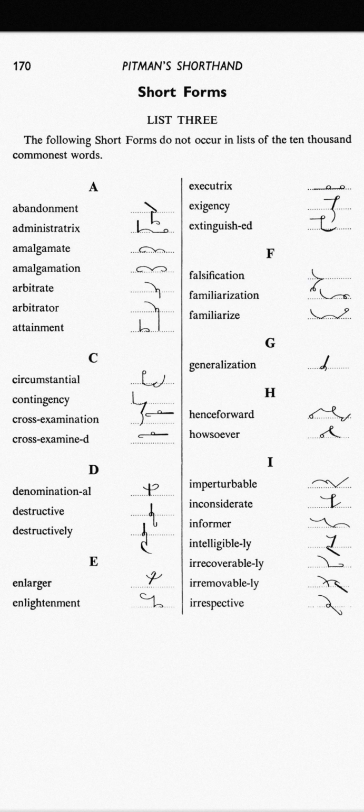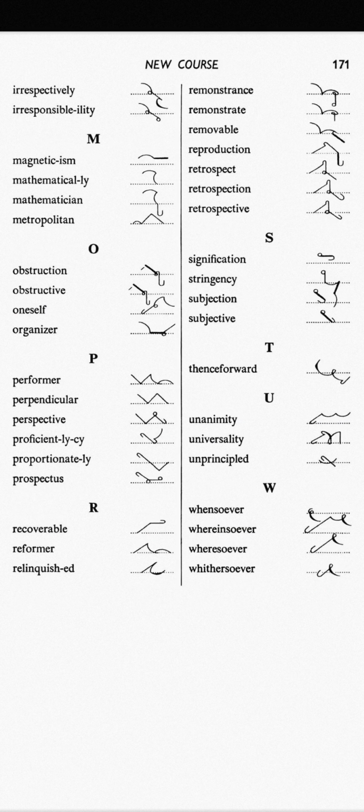Irrecoverable, irrecoverably, downward R on the line, K on the line with V hook. Irremovable, irremovably, downward R on the line, intersect it with M stroke above the line, BL stroke through the line. Irrespective, downward R on the line, S circle, P with V hook through the line.